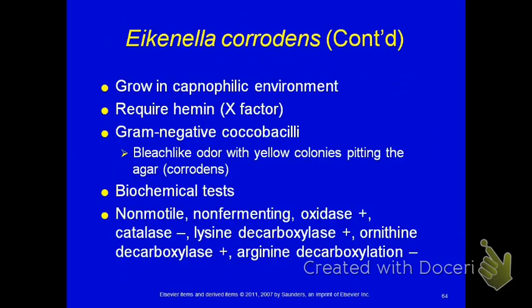So, Kingella should grow in an environment that is rich in carbon dioxide. So, this one requires hemin or the X factor. Okay? And it is a gram-negative coccobacillus. And once you are culturing it, you'll be able to smell the bleach-like odor with yellow colonies pitting the agar. So, that's the reason why it's called corrodens, because of the pitting.